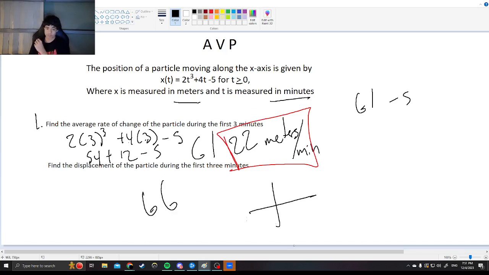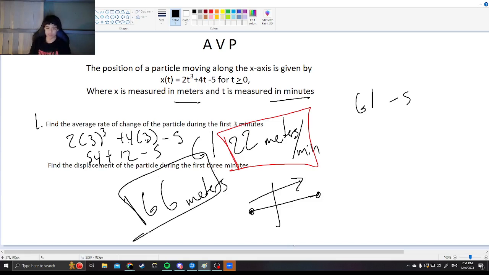You can visualize this. It started at -5, it ended at 61. This is 66 units away. So it went 66 meters because our unit is meters. So that's all you do with this. We already did most of the work on this problem up here. So you just had to remember that it was the end point minus the start point.